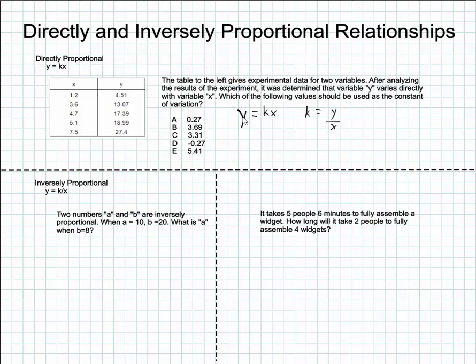That gives us 3.6. Let's test one more to be sure, because the first two data points, if we average them, are a lot closer to 3.69 than 3.31. So let's take 17.39 divided by 4.7. And that gives us about 3.7. So we're going to go with answer choice B.